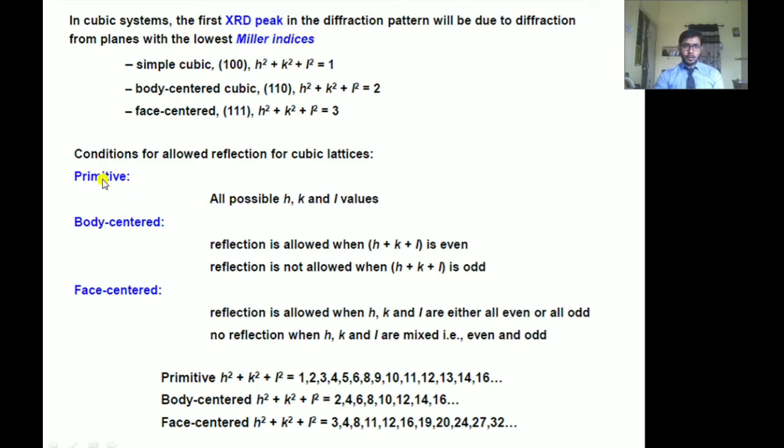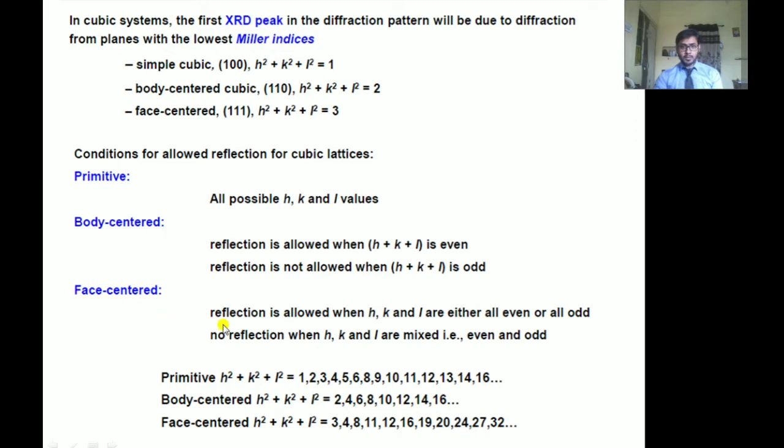So these are the conditions for allowed reflections in cubic. First, for the primitive, all possible HKL values are allowed. For the body centered, this is a very important point I am going to discuss here: the reflection is allowed only if h² + k² + l² is even. Suppose 220, then 2² + 2² = 4 + 4 = 8. It is an even number, so it is allowed. If it is 210, then 2² for h is 4, plus 1, so it will be 5. It is odd, so it is not allowed in the body centered.